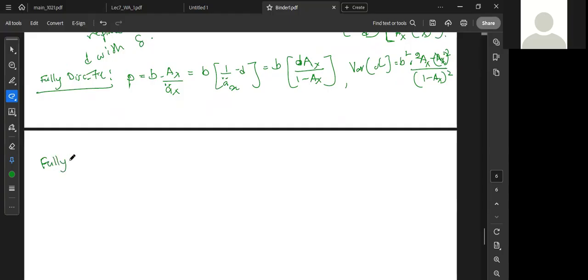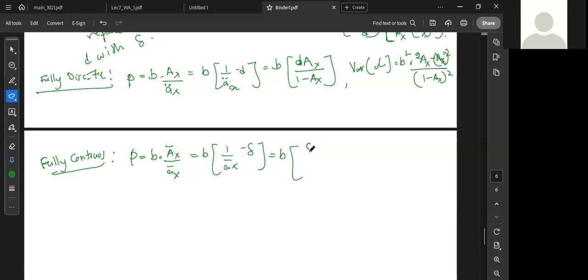For the fully continuous payments, P is defined in terms of B and the continuous present values of benefits and the continuous present value of the annuity payments. And it will have the same case. We will replace d by delta, and B is the benefit amount, and we will replace this with the continuous value. The variance of L naught is B squared times the variance of the continuous annuity.